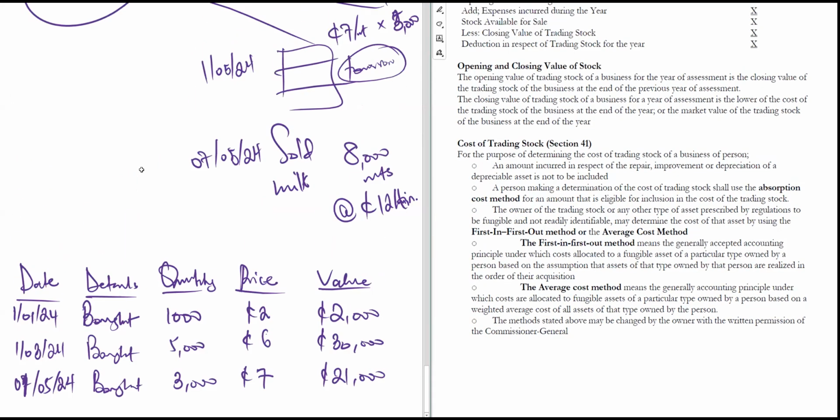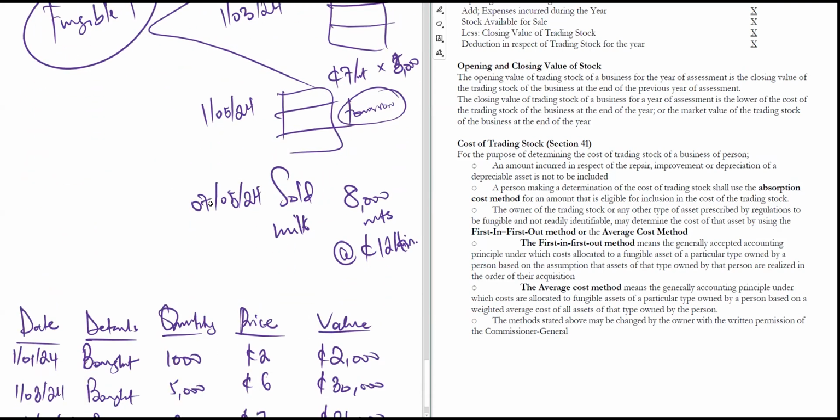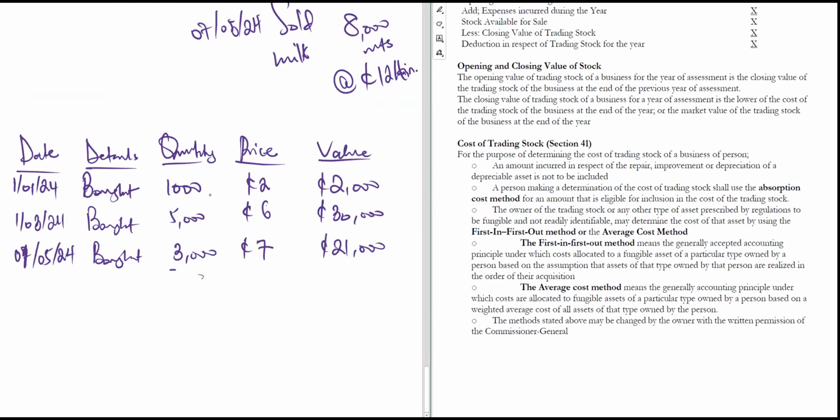Were these the only purchases we made? Yes, only these 3. So at the end of the day, when I put these together, what's the total quantity of milk we have, total before sale? Sorry, the value. The quantity is 9,000, and the value will give us 53,000, right?